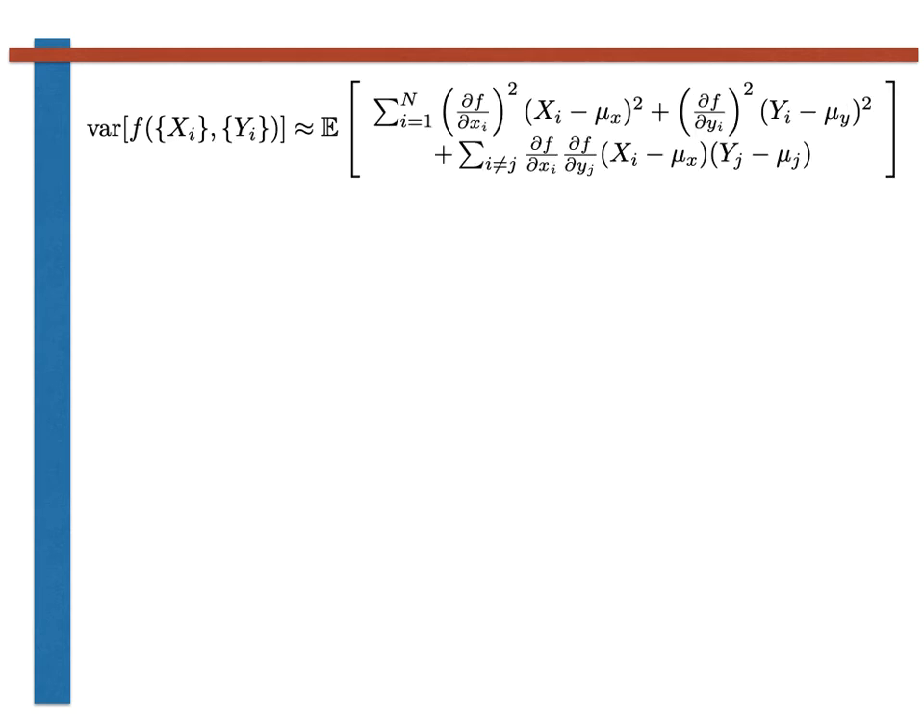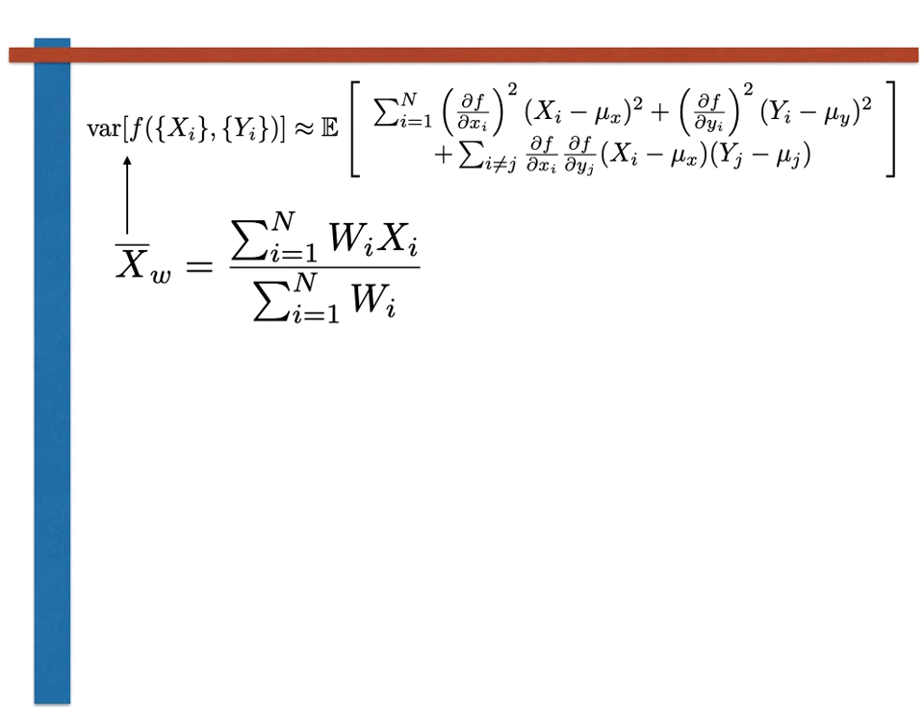Let's now use the expression we just derived for the variance of the function of the random variables to calculate the variance of the weighted mean that is defined in this expression. For simplicity's sake, we will set the y_i in this expression equal to w_i x_i. Our first task is thus to determine the derivative of the weighted average with respect to w_j x_j. This is a straightforward piece of differentiation and gives the result shown here.